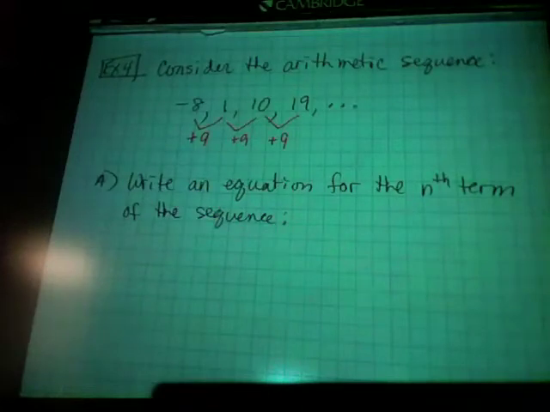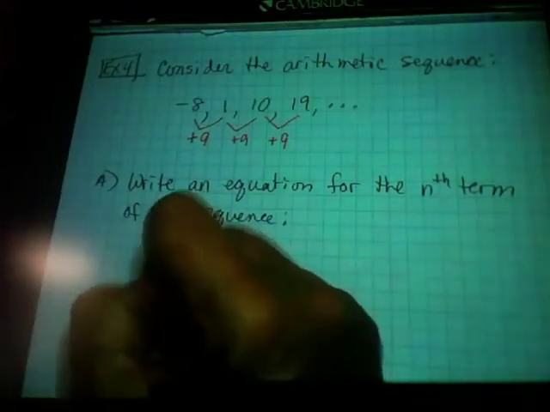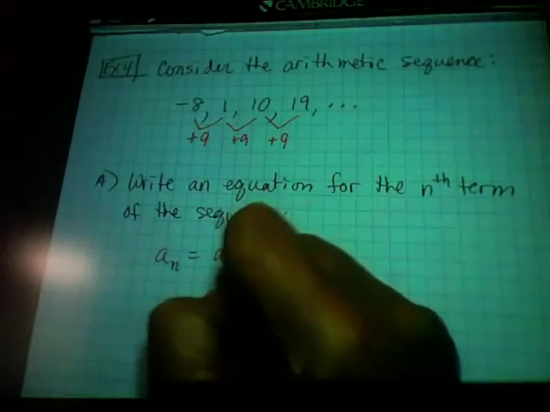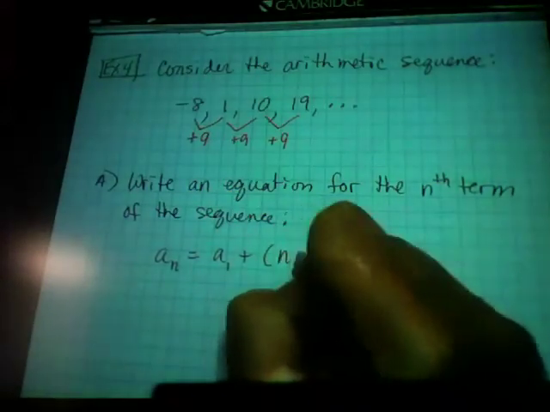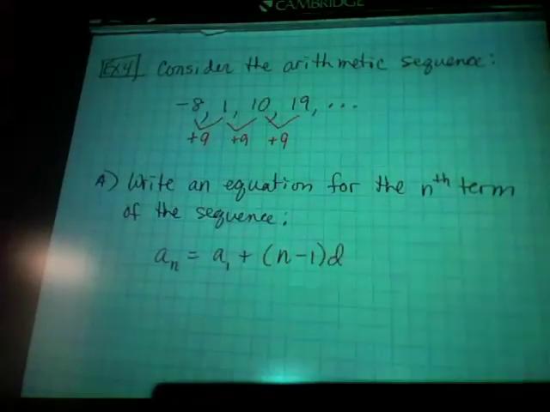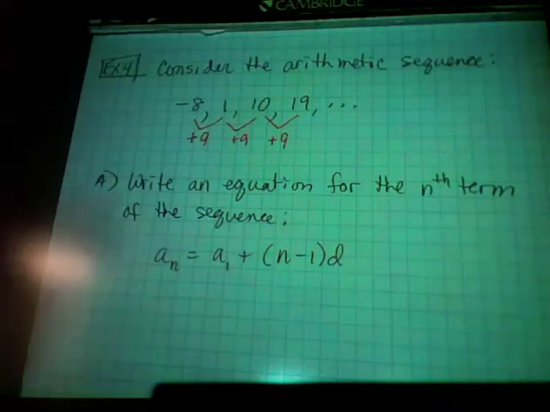So let's plug in what we know. We don't know n, right? All right, and we don't know a sub n. So we're going to start off with that general form again. A sub n is equal to a sub 1 plus parentheses n minus 1 times d, correct? That's our general form.